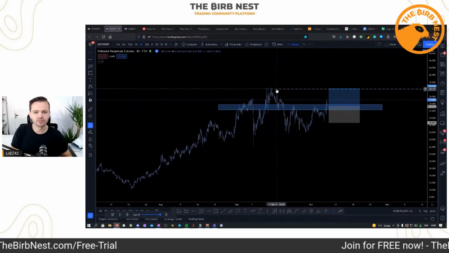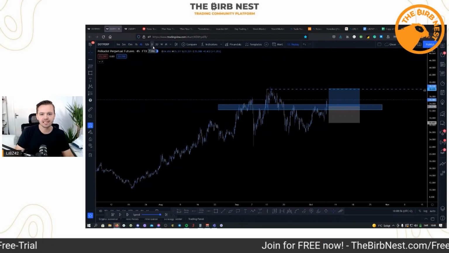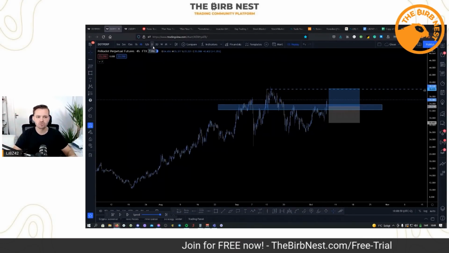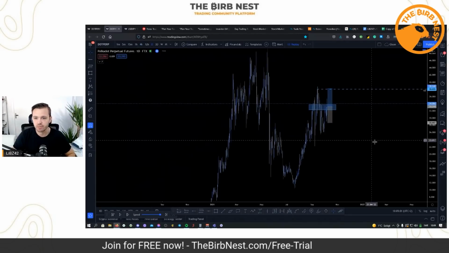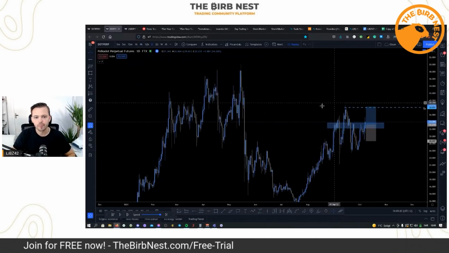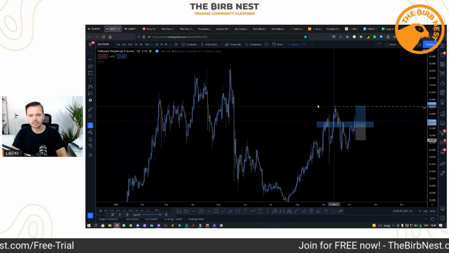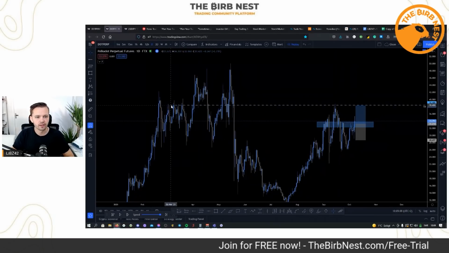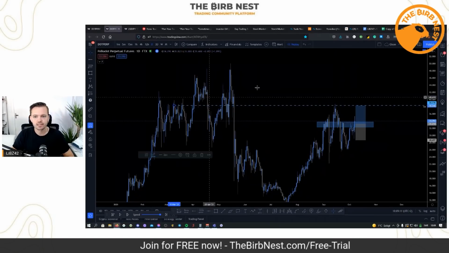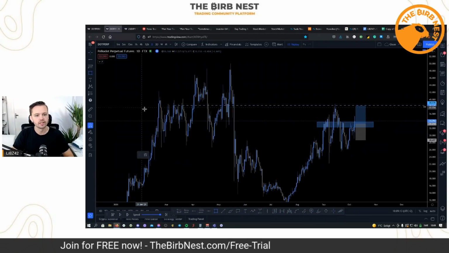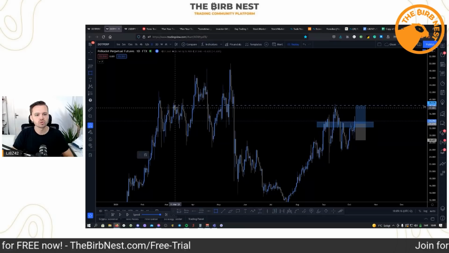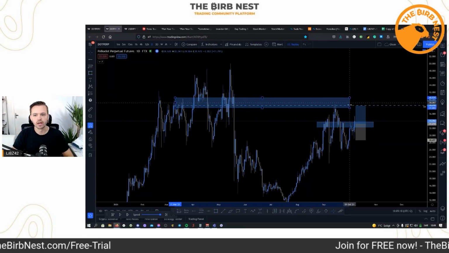Right, so that's the first resistance. Now let's go out to the daily to see if we can find any other interesting resistances to take profit at above this level. So you can clearly see here that if we extend this to the left, there is a decent area on the daily that kind of goes through this level right here.